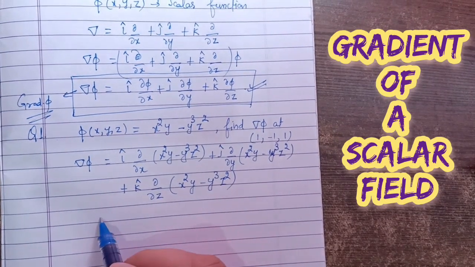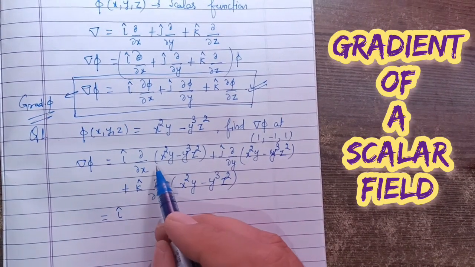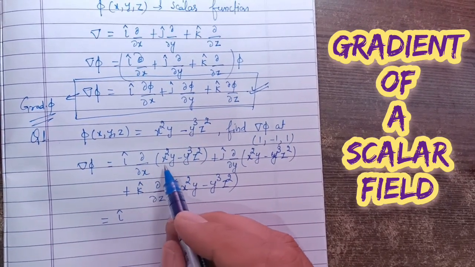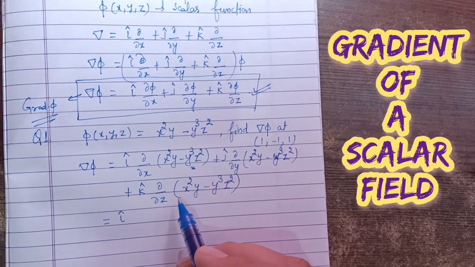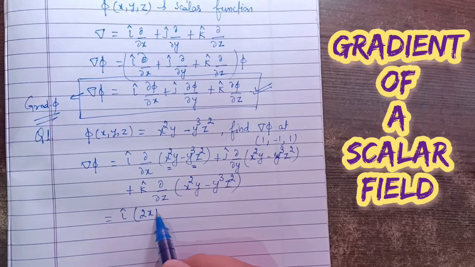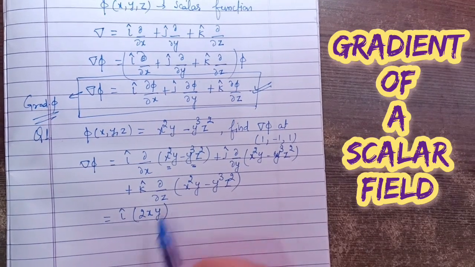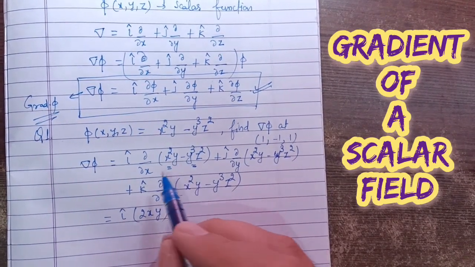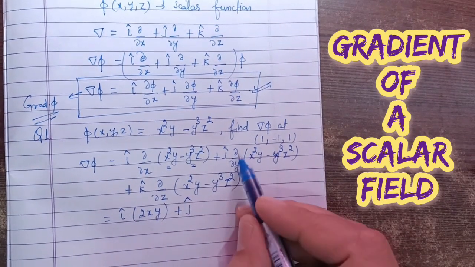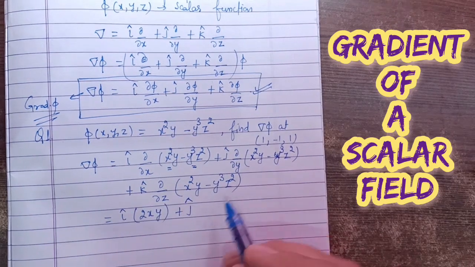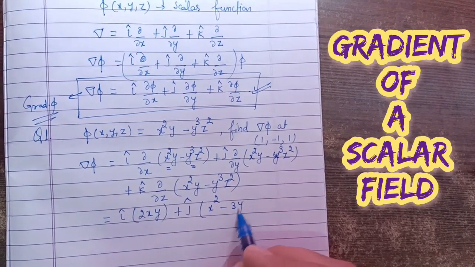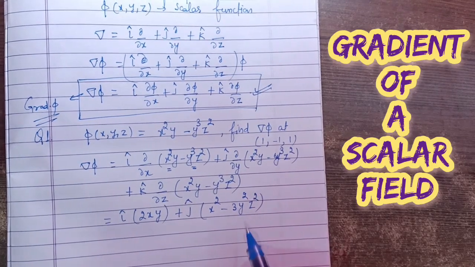So if you solve this, you get i cap. So we differentiate this x square y minus y cube z square partially with respect to x. So this whole term is constant, so we just differentiate this. So what we are getting, 2xy, because y we are keeping constant, derivative is with respect to x. Similarly come to the second term, here it is del upon del y, so the derivative of first term is x square and it is y cube z square, so we are getting 3y square z square.